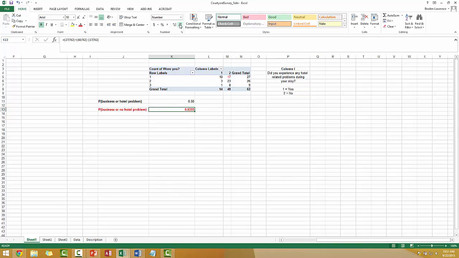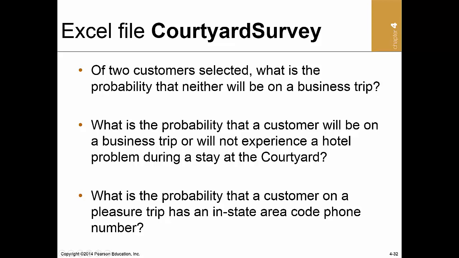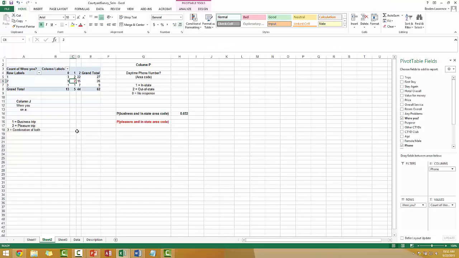And our final question is, what is the probability that a customer on a pleasure trip has an in-state area code phone number? So to determine this, it would be the intersection of our pleasure trip, which is number 2 on the row labels, and number 1 for in-state. So it would be the 2 divided by 62.